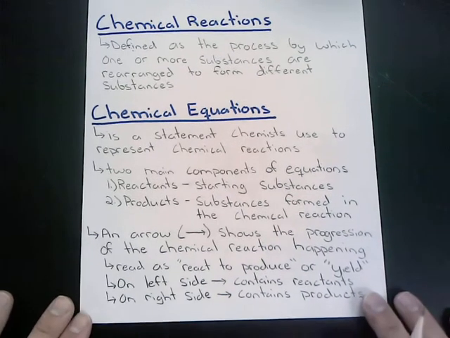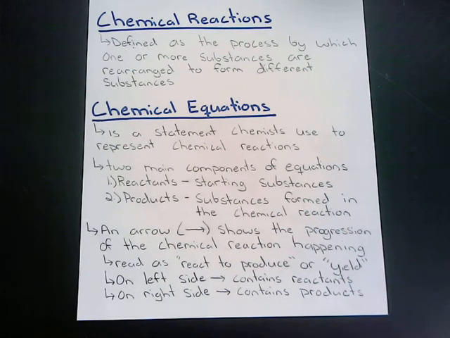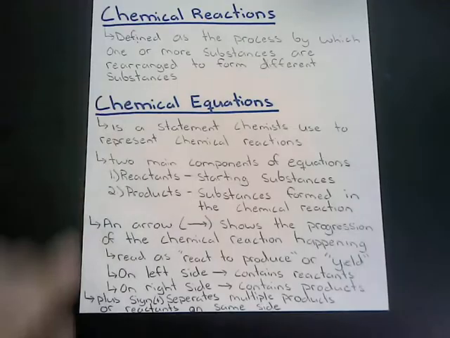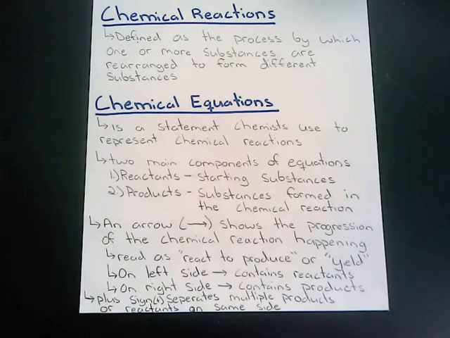Something else seen in a chemical equation is when we have two or more reactants or products, we use a plus sign to separate out the multiple reactants or multiple products on one particular side of that arrow. So a plus sign separates multiple products or reactants on the same side. It distinguishes between the multiple things that we have.